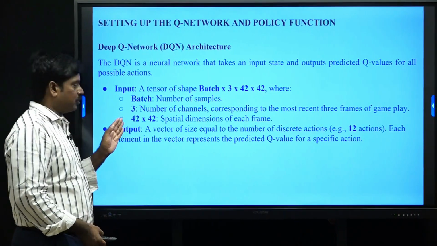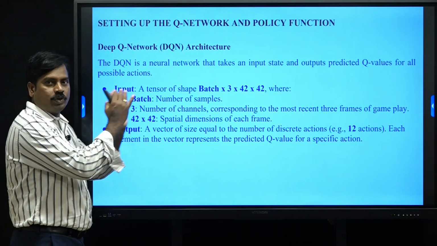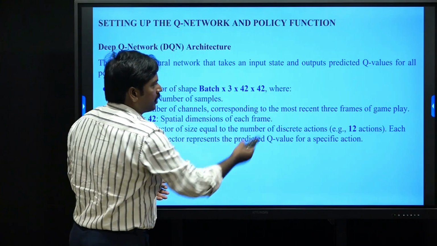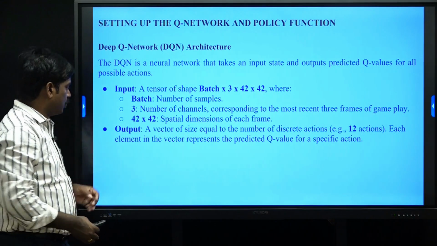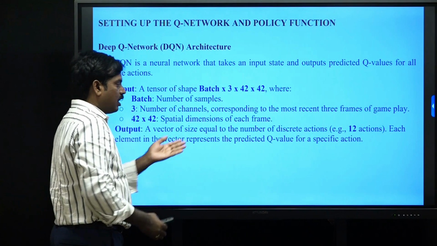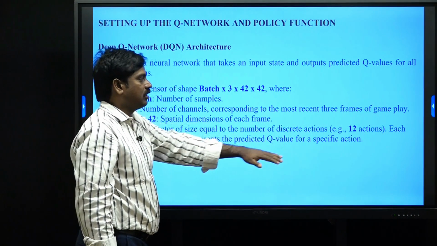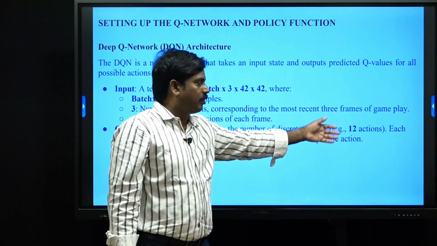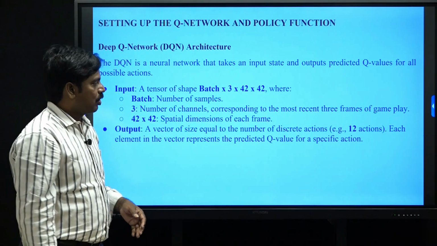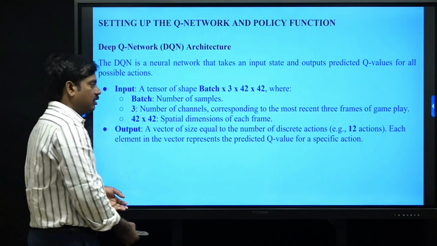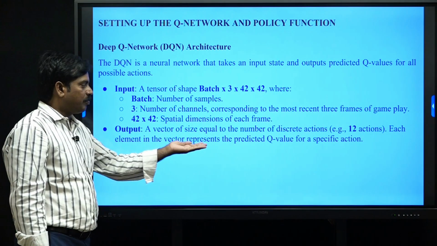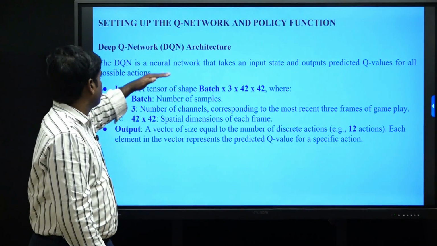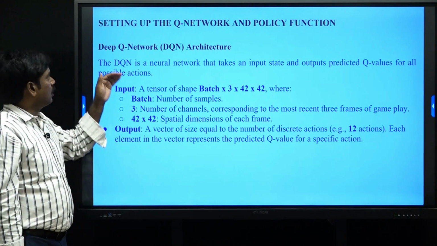So the state is the input to the neural network, and the output is the predicted Q values. The output is a vector whose size equals the number of discrete actions. In Super Mario we have 12 actions, so the output is 12 values. Each element in the vector represents the predicted Q value for a specific action. So this is the input and output of the DQN.